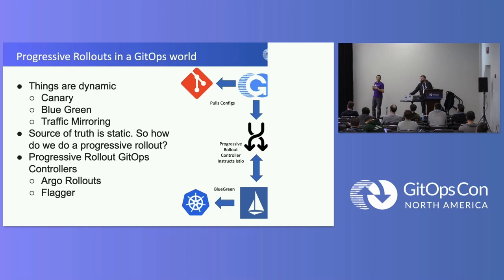Another way to do it is to ignore those differences, but that goes against the spirit of GitOps. You really want to have a policy around that. So if your source of truth is static, how do you do a dynamic rollout? You really want to embrace the power of a service mesh.